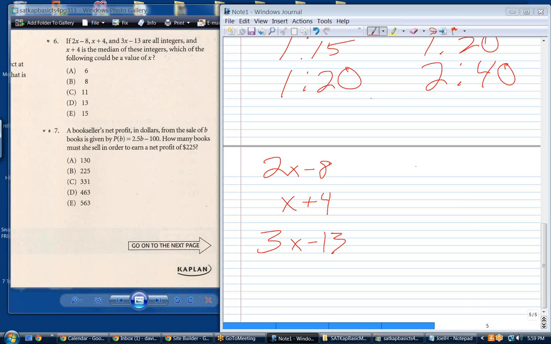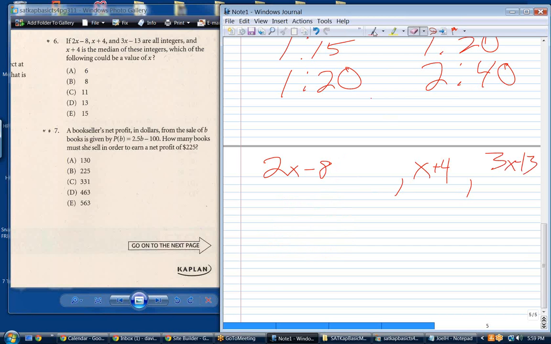So we do know the middle one: x plus 4. We just don't know the first one or the last one. It could be 2x minus 8 and 3x minus 13, or it could be this order. See the difference? Yes. Okay. So this is a beautiful back solving problem, and in fact I'm not sure there's any other way to solve it.